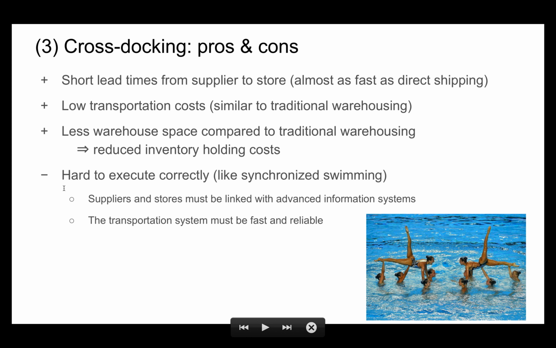However, the main difficulty with cross-docking is that it is hard to execute correctly, because the inbound trucks and the outbound trucks have to arrive right on schedule, just like in the sport of synchronized swimming, where everyone has to work together to make things work smoothly. First, the suppliers and the stores have to link their communication with an advanced information system to communicate inventory levels and demand information. And also the transportation system must be fast and reliable so that everything runs smoothly.